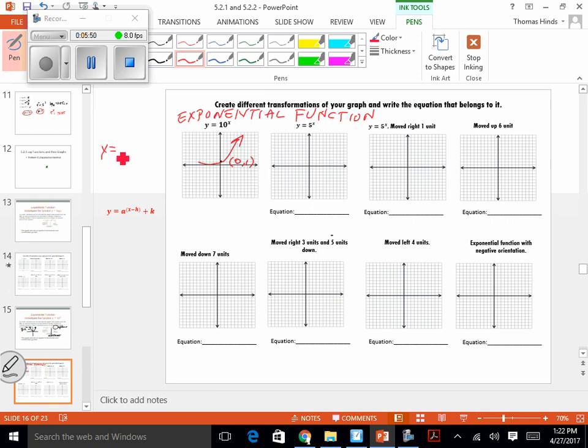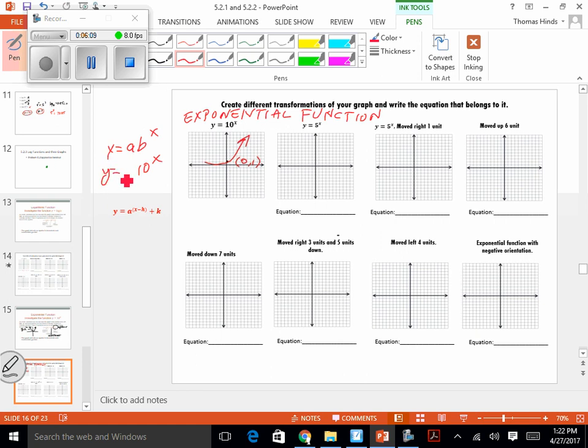You may remember that. In this particular problem, the very first one, someone tell me what the b is going to be. It's not connected to the x. Thank you. It is a 10. Can someone else tell me what the a is going to be in this problem? Yeah, 1 is correct. If you don't have a number in front of that 10, it's going to be automatically a 1.